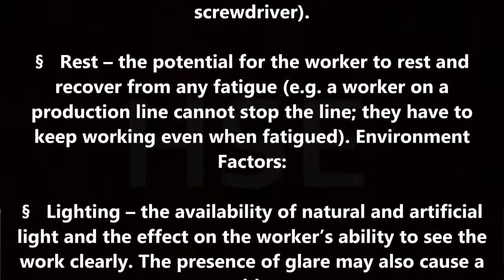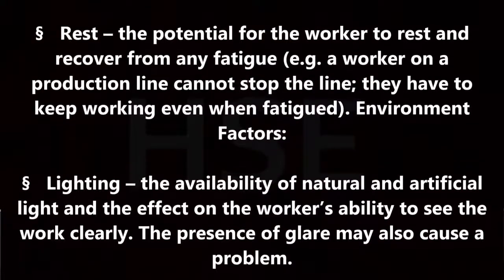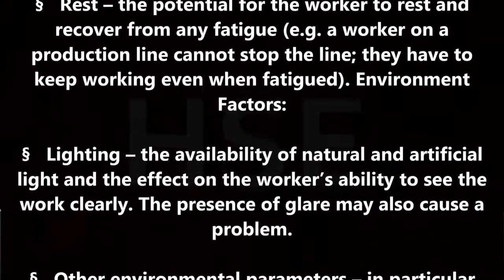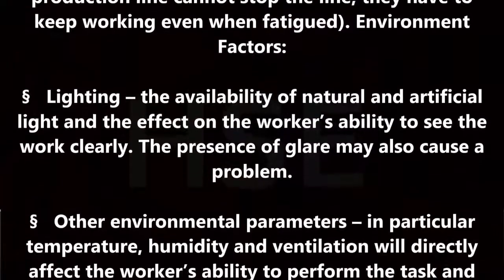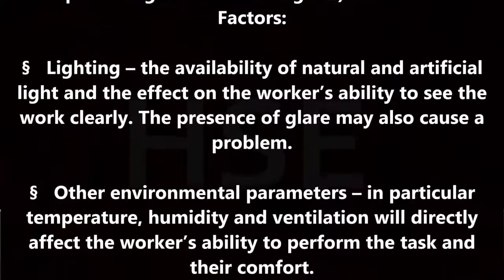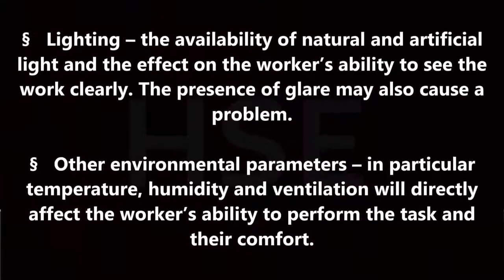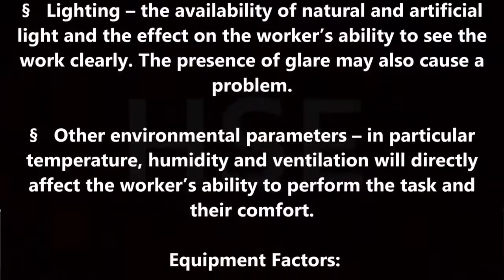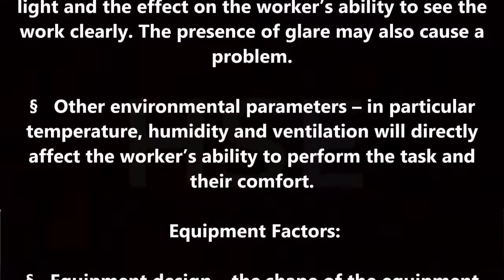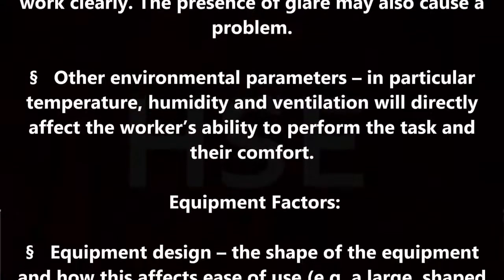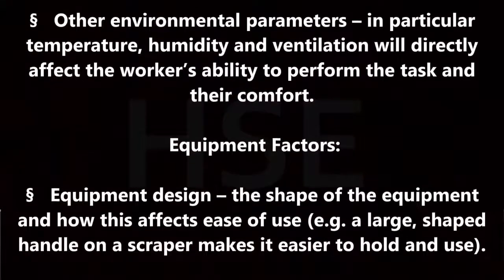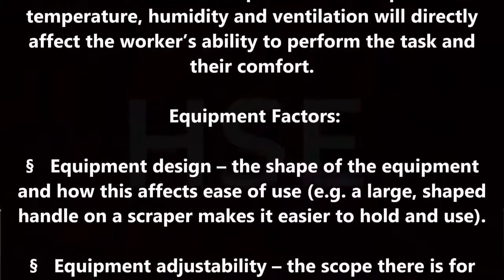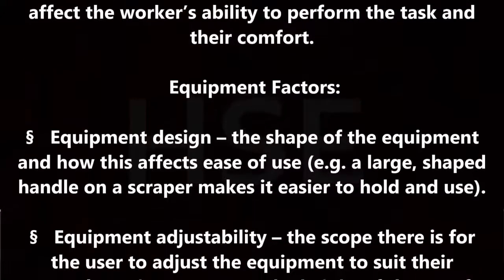Environment factors. Lighting. The availability of natural and artificial light and the effect on the worker's ability to see the work clearly. The presence of glare may also cause a problem. Other environmental parameters, in particular temperature, humidity and ventilation will directly affect the worker's ability to perform the task and their comfort. Equipment factors. Equipment design, the shape of the equipment and how this affects ease of use.